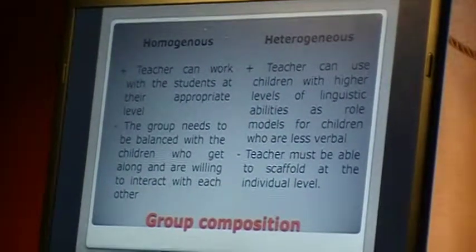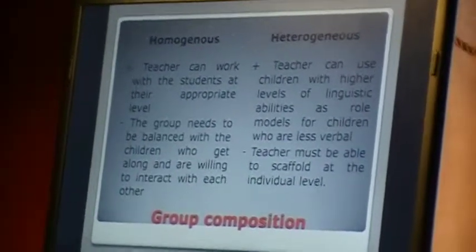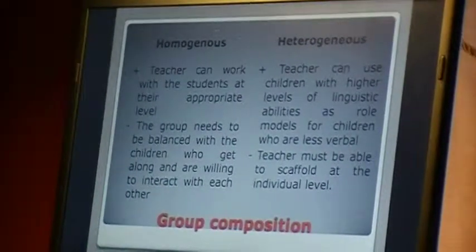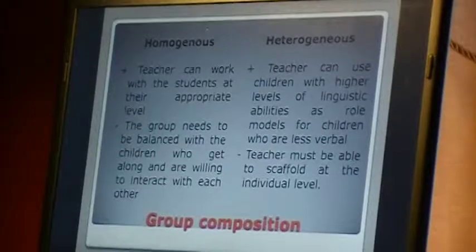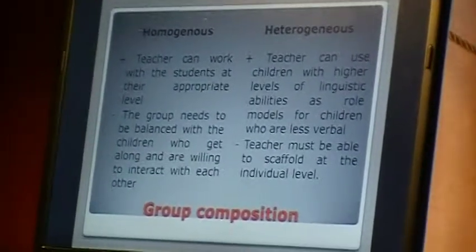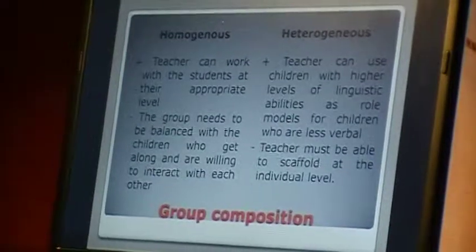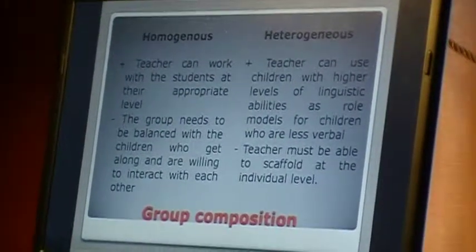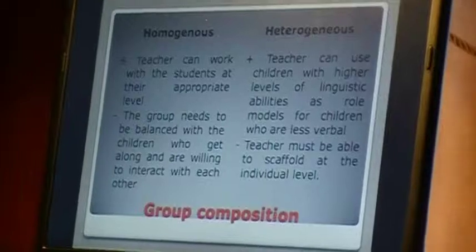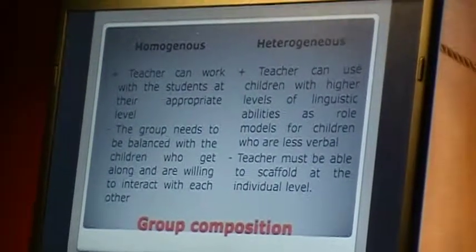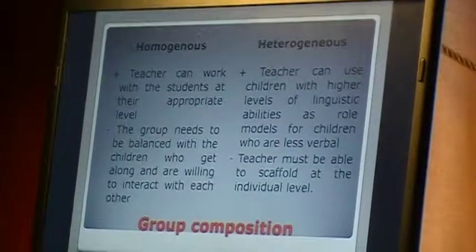The challenge is that the group needs to be balanced with the children who get along and are willing to interact with each other. As for heterogeneous grouping, a teacher can use children with high levels of linguistic abilities as role models for children who are less verbal. At the same time, the teacher must be able to scaffold at the individual level.